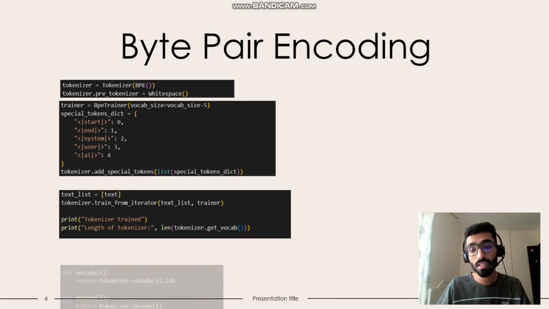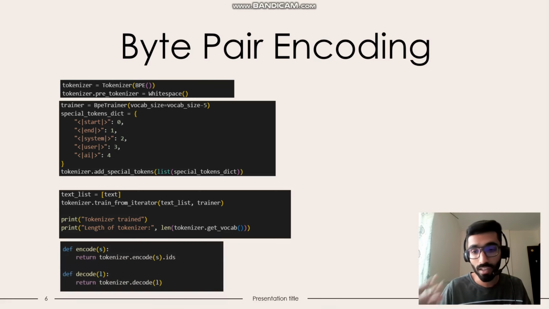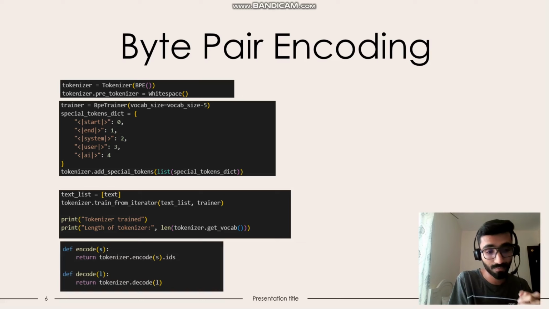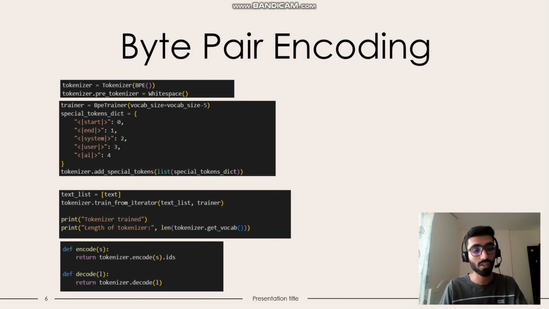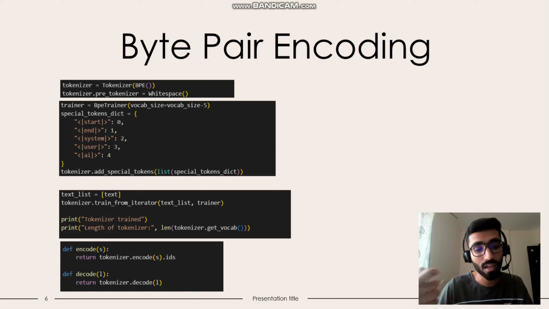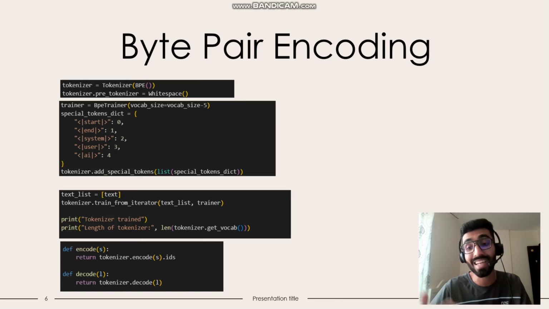Once our tokenizer has been trained, we define two functions. As I explained in my previous videos as well, the model does not understand text. We need to convert the text into numbers. So for converting text into numbers, we define an encode function which returns tokenizer.encode. We put in text and it returns unique IDs. And then the decode function converts those numbers back into text. So this is done.